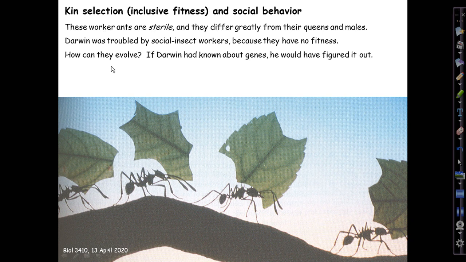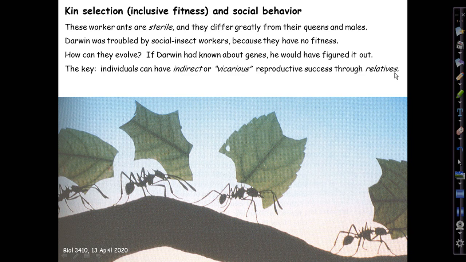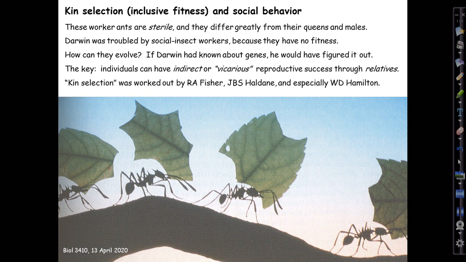How can they evolve? If Darwin had known about genes, he would have figured it out. The key is that individuals, we now understand more clearly with genetics than Darwin could intuit without genetics, can have indirect or vicarious reproductive success through close genetic relatives. And Darwin did intuit the outlines of that explanation, even though he couldn't explicitly justify it.